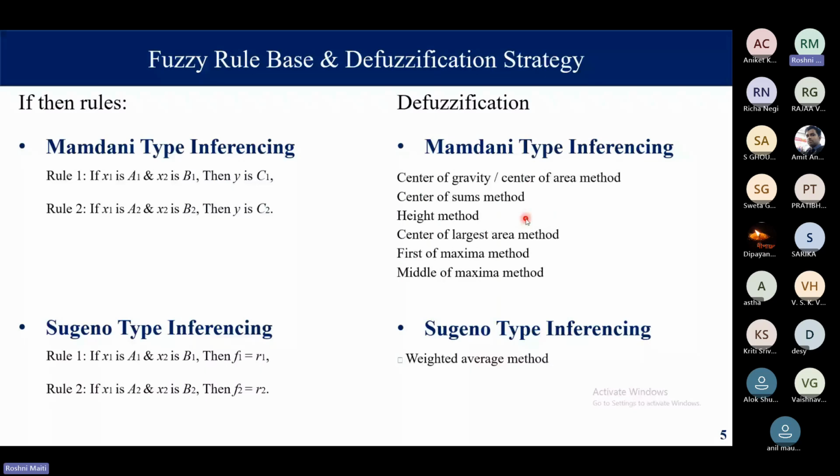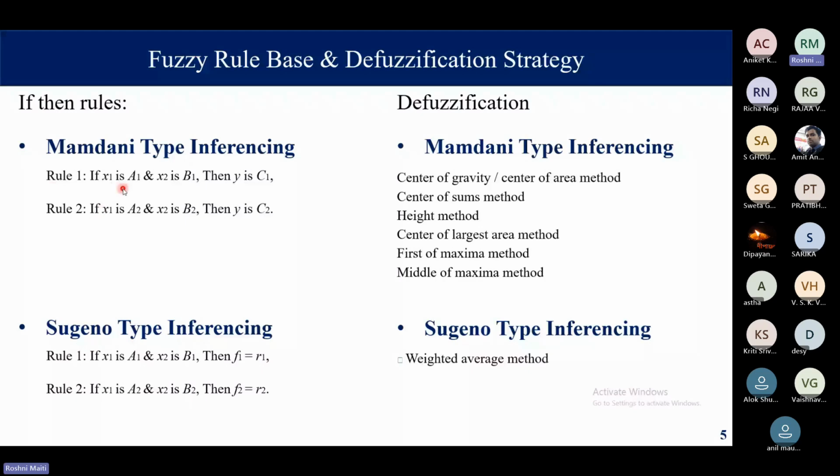Before explaining that, we can have different types of fuzzy rules. Depending upon that, we can classify our fuzzy structures into two main modules. One is the Mamdani type inferencing and another one is the Sugeno type inferencing. In the case of Mamdani type, we will have some rules which are very specific.